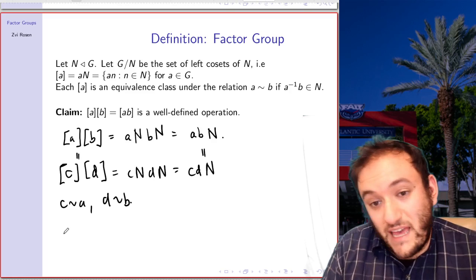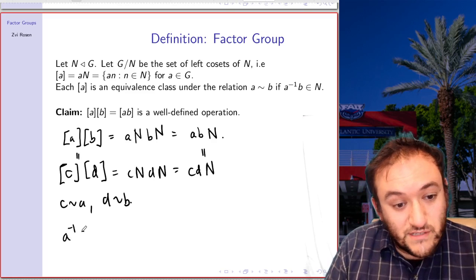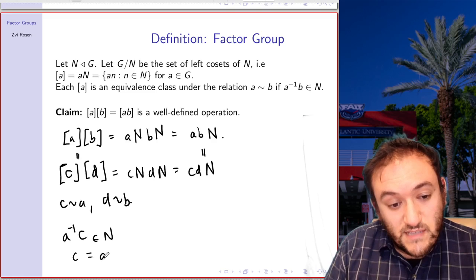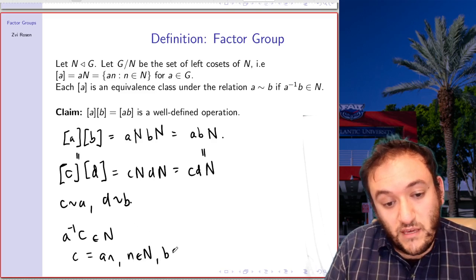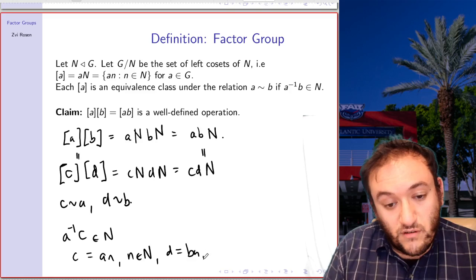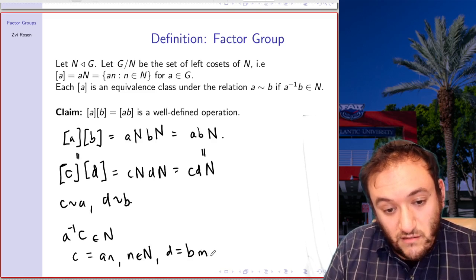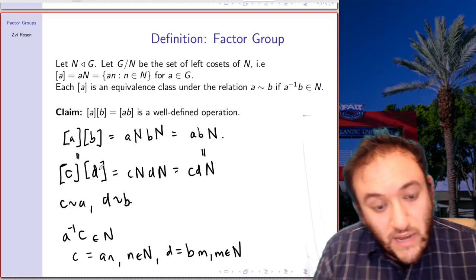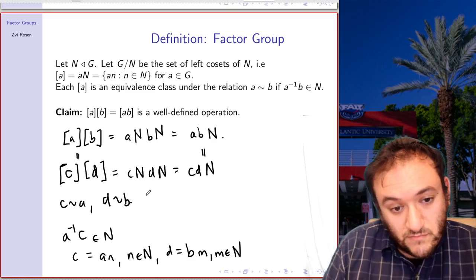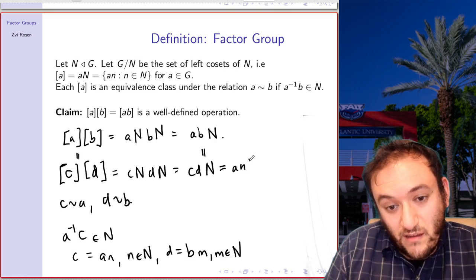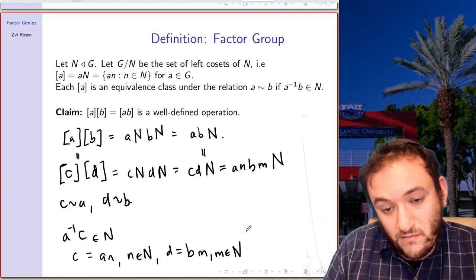Well, if c is equivalent to a, that means that a inverse c is in N, or in other words, c equals an for n in N. Okay, and similarly, d is equal to bm for, let's give it a different letter, m in N. So let's see what happens when we plug this in. So we get cdN will be then equal to an bm N. Okay.